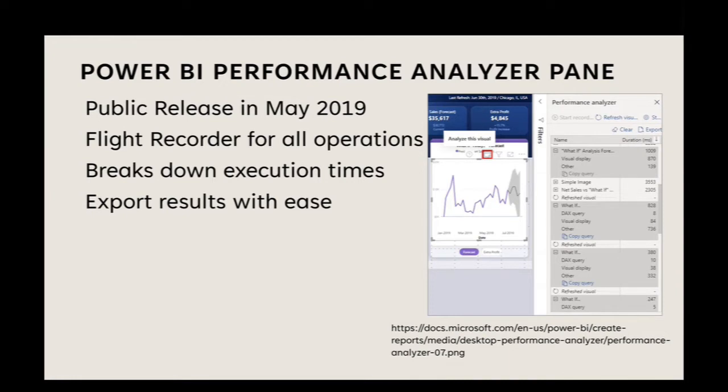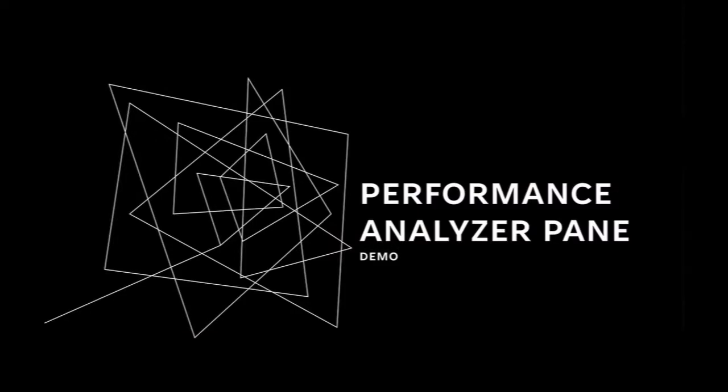The first one, and that's the most important one, is the Performance Analyzer pane. It came into existence in about May 2019, and it's essentially a flight recorder for all the operations that are now happening inside of the Power BI desktop file. It can break down the execution times into what's actually happening. So you can get an overview of the DAX rendering time, if you're running a data query, how much time is spent on the data query operations, and the visual rendering. Those are all included in there, and you can sort them, and you can also export these results. But let's jump into this one.